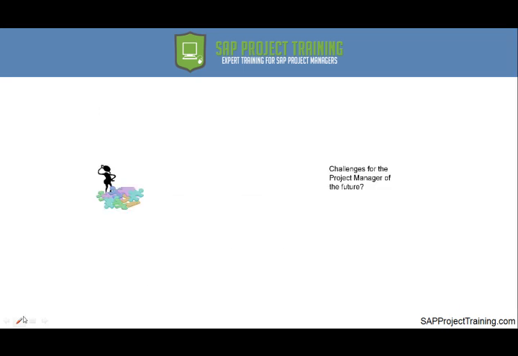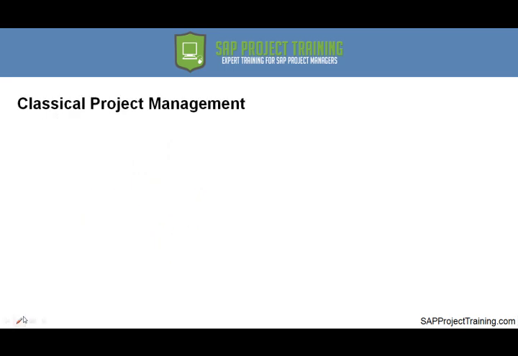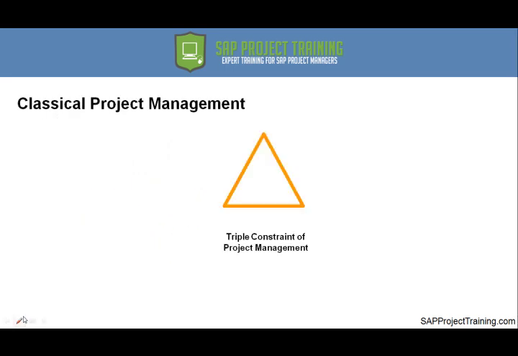Let's look at the first topic, challenges for the project manager of the future. So let's start out by looking at the classical project management world. In a classical project management methodology, the project manager, to be successful, has to be in control of the triple constraints of project management. And the triple constraints we all know are budget, time, and scope. These three interlinked constraints you as a project manager need to ensure are under control at all given times during your project. If one constraint changes, it will impact the other two and thereby impact the outcome of your project.